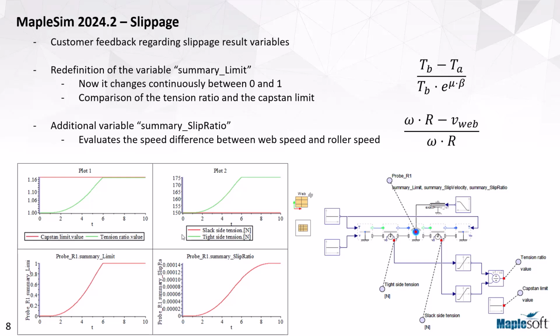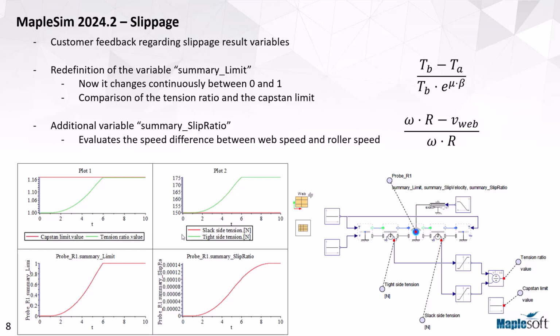Based on the customer feedback, we changed this definition. So now it's a continuous change between 0 and 1, and shows the range between no slippage and slippage, so that your user has the knowledge about how far away he is from the limit.